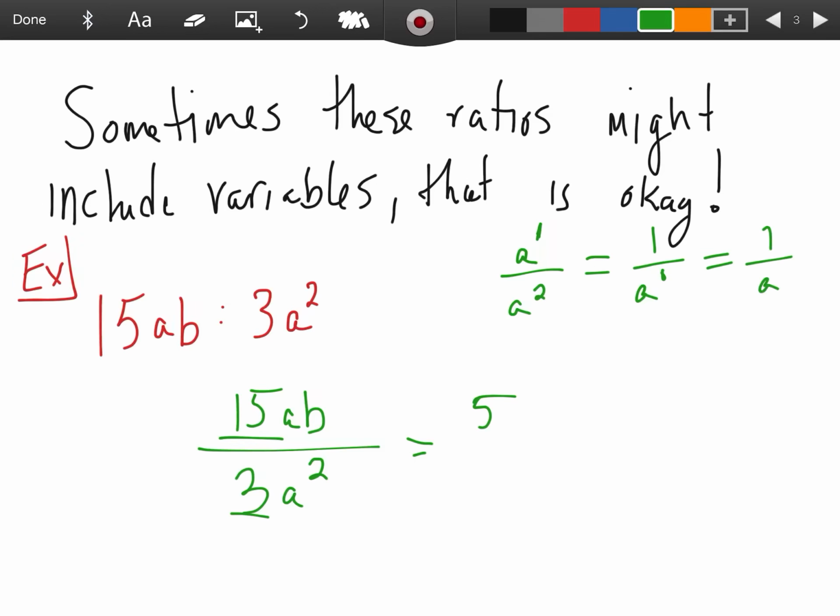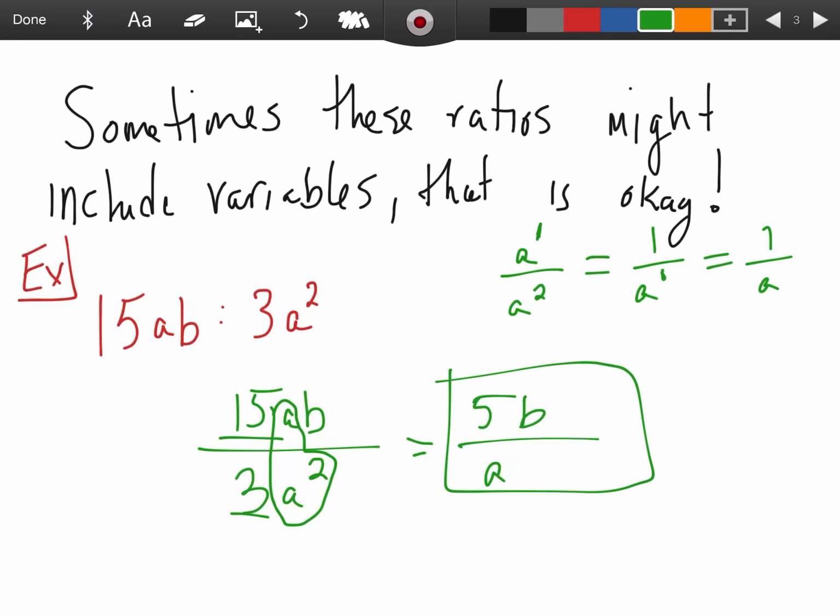All right, so when I simplify this a over a squared, this little segment right here, that gives me just an a in the denominator. And then I have a b in the numerator, nothing in the denominator, so that b will just stay in the numerator. So simplifying that expression with variables just winds up as 5b over a. Again, hopefully that was a little bit of an algebra review for you.